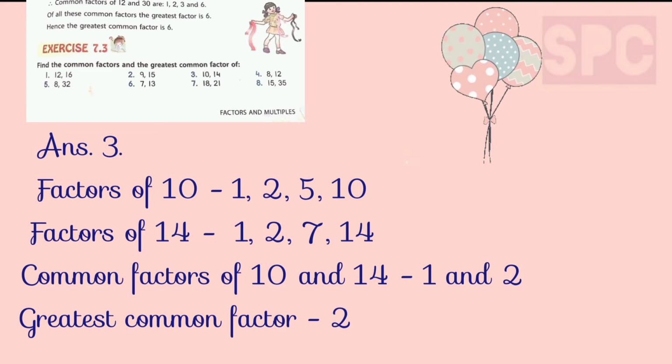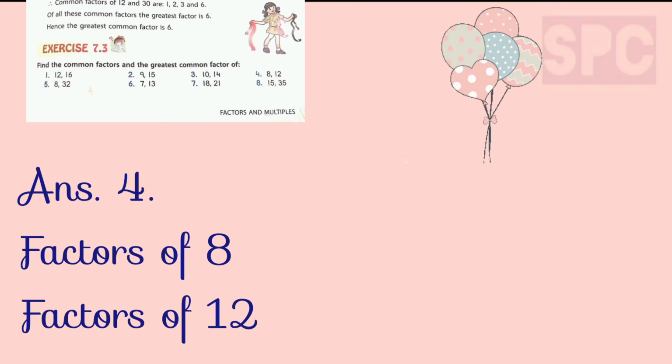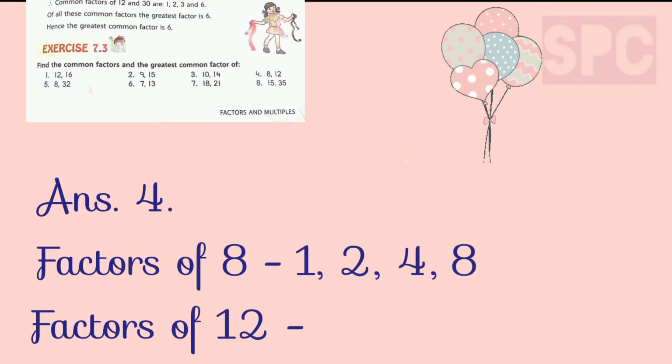So in this way we have done question number 3. Question number 4, 8 and 12. So again we will write all the factors of 8. 1 8s are 8, so 1 and 8. 2 4s are 8, so 2 and 4.